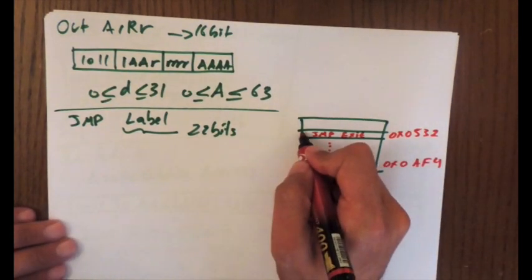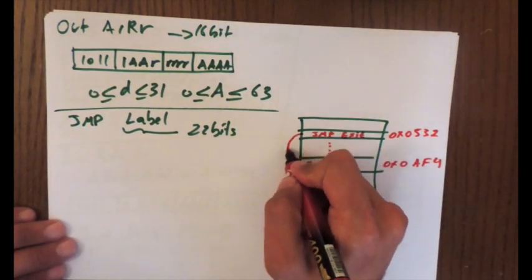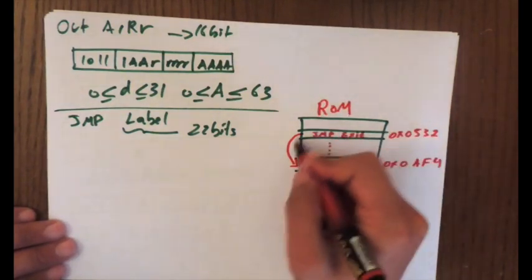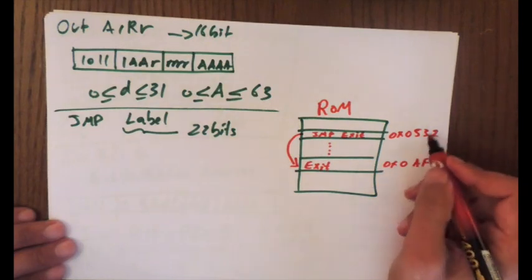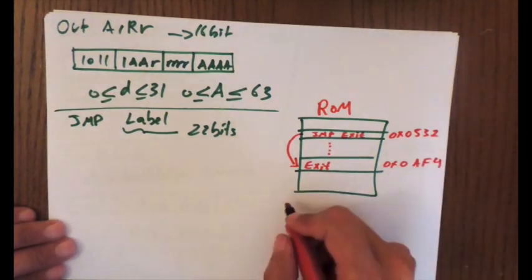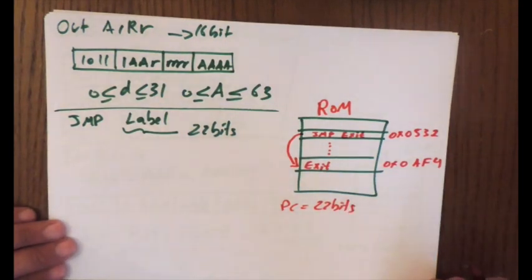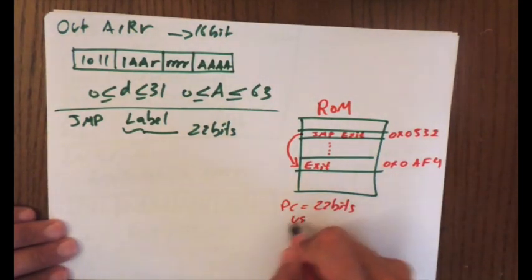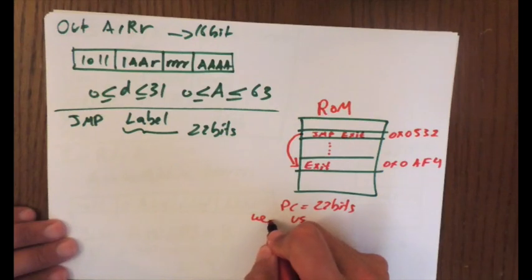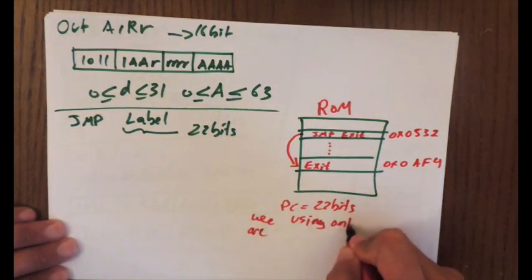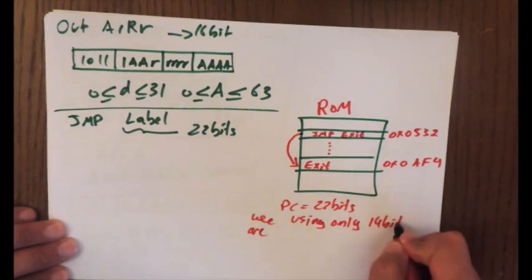So when I reach this jump instruction, it's going to go like this. This is the ROM, of course, since we are dealing with the ROM. And remember that the PC is 22 bits. We are using only 14 bits of it.